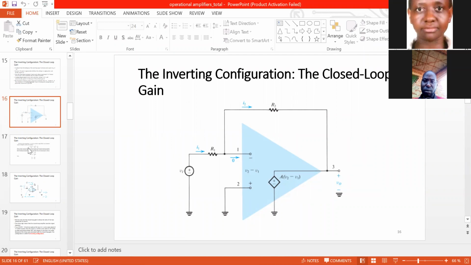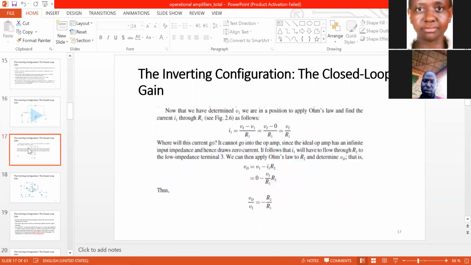So we now want to analyze this circuit in order to obtain the closed loop gain. And what is the closed loop gain? It is simply the ratio of the output voltage to input voltage. In other words, it is V0 over VI. So let us see how we analyze this circuit.